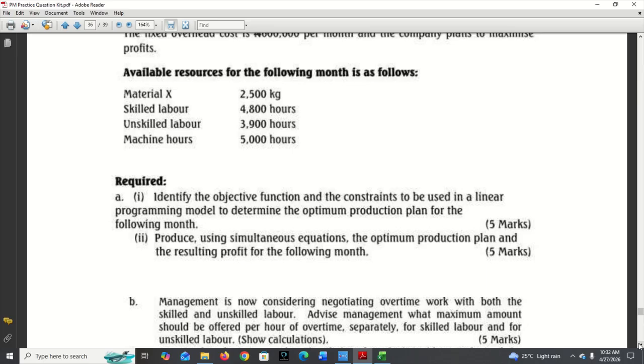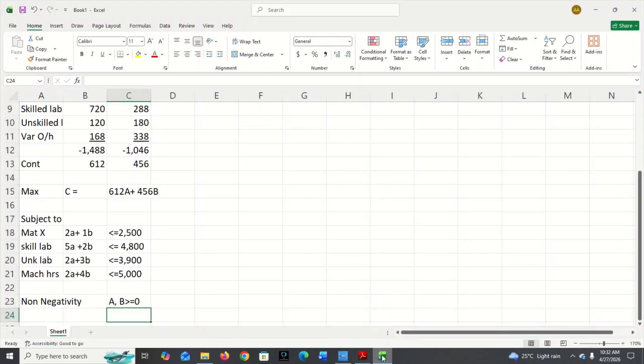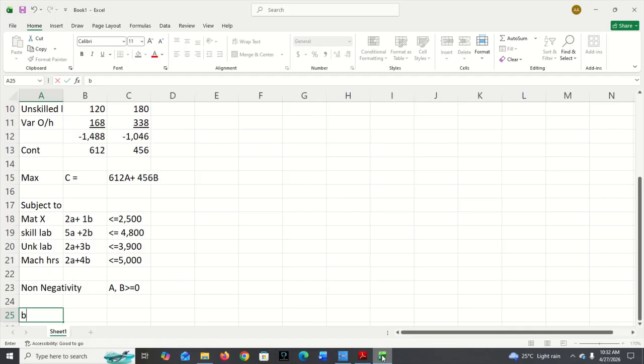They have issues with skilled and unskilled labor. We are going to pick our skilled and unskilled labor and solve with simultaneous equations. So let's pick the equations for our skilled and unskilled labor, and we use that to solve. Okay, so we are looking at the B part now.